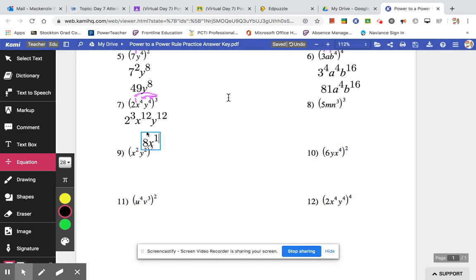X to the 12th, y to the 12th. So again, what I'm just doing is simplifying those coefficients at the end, because we can actually put 2 cubed in our calculator and get an answer, where I can't put x to the 12th in my calculator.